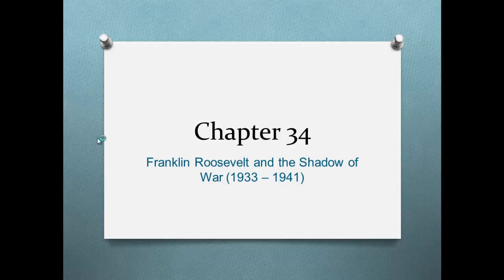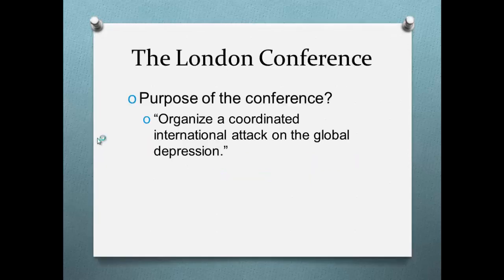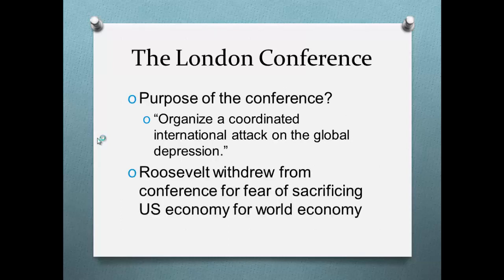We have chapter 34 for you, Franklin Roosevelt in the Shadow of War, 1933 to 1941. So we are going to cover all the important stuff that you need to know going up to World War II. All right, we're going to start with the London Conference from 1933. The purpose of this conference was to provide an organized and coordinated international attack on the global depression. Keep in mind, in 1933, the Great Depression is in full effect. So countries of the world are getting together and trying to figure out how to reverse this.